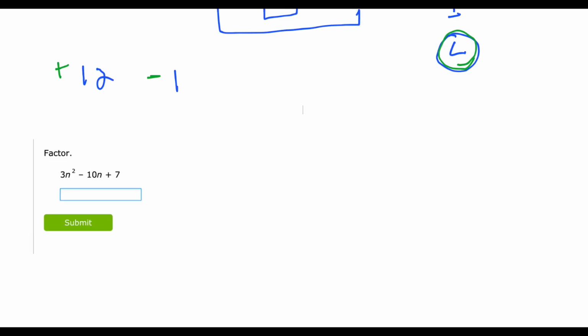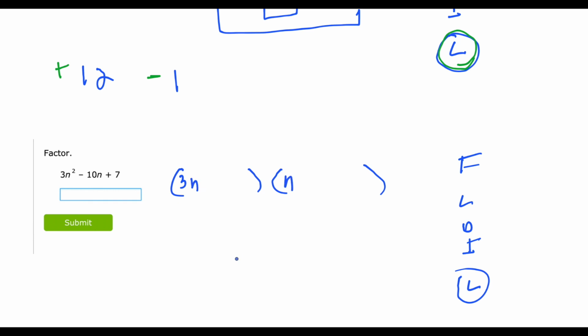Okay, so what do we do? So you first write FOIL. All right, and then you look at your first number and what are the multiples of that? 3 and 1. Okay, so what do I put down? 3n and 1n. Good.